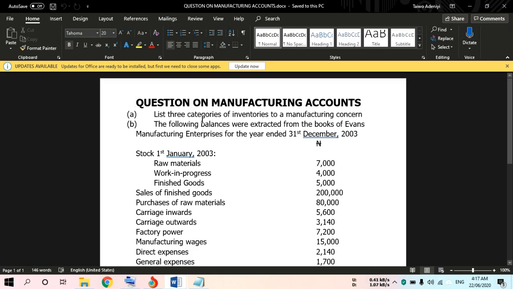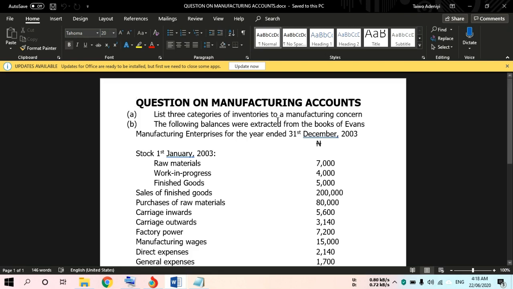The three categories of inventories are the stock of finished goods, the stock of work in progress, and the stock of raw materials.